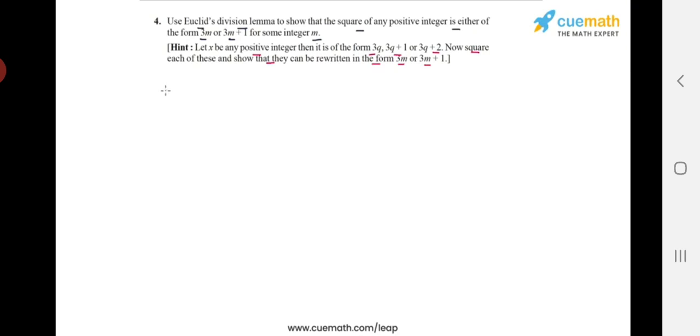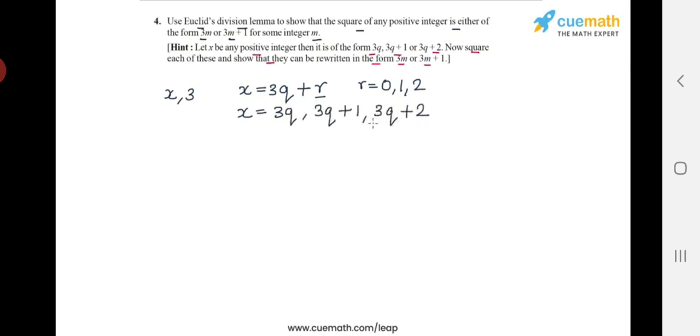Let's assume x to be any positive integer. So if we apply Euclid's division lemma to x and the integer 3, then we can say that x will be equal to 3 times some quotient plus some remainder, and the remainder can have only 3 possible values. The remainder can be 0, the remainder can be 1, or it can be 2. So x can have 3 possible forms with respect to 3. It can be of the form 3q, it can be of the form 3q plus 1, or it can be of the form 3q plus 2.